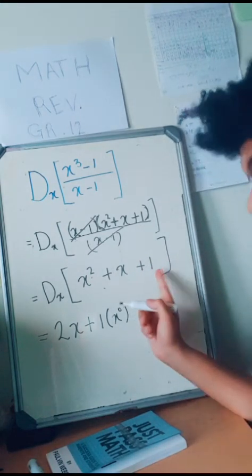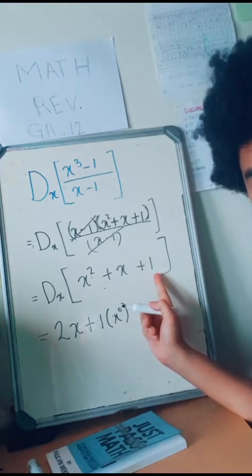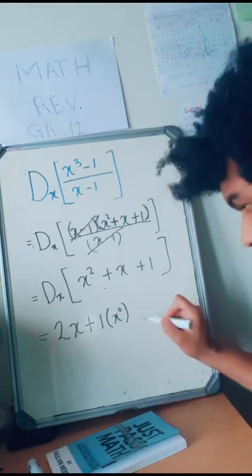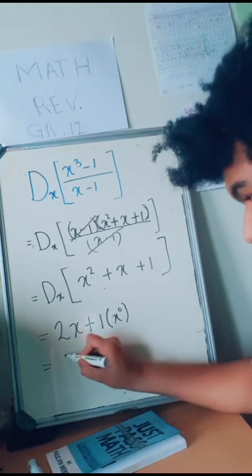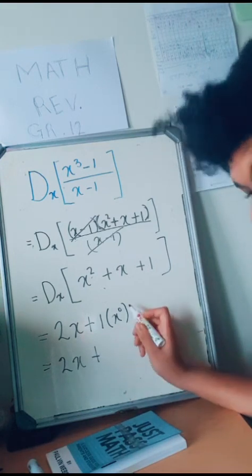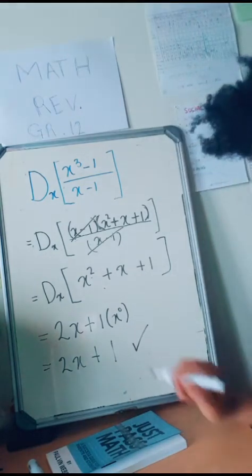Plus, if we derive the constant, the rules say that it's going to be 0. So the derivative of a constant is equal to 0. So we don't have to write a 0. So the final answer is going to be 2x plus 1. x to the power of 0 is 1. Okay, 1 times 1, which is 1. And this is your final answer.